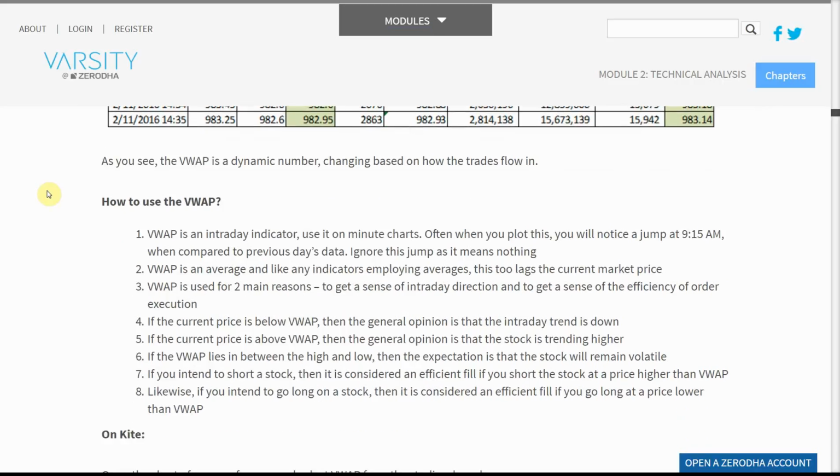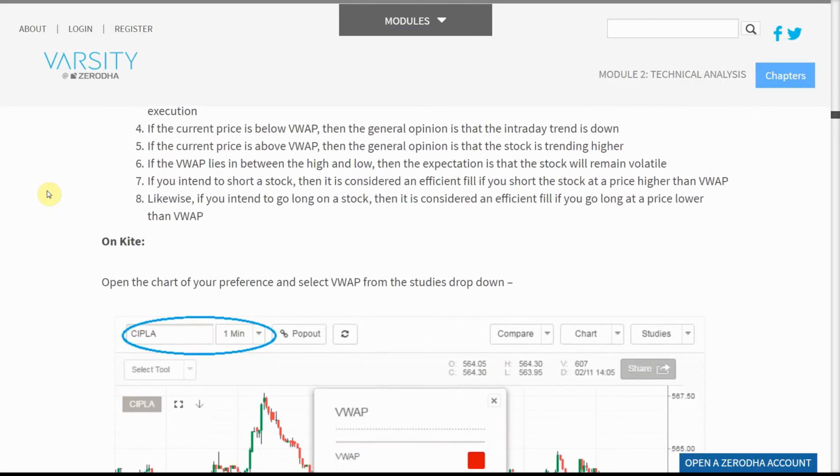If the current price is below VWAP, then the general opinion is that the intraday trend is down. If the current price is above VWAP, then the general opinion is that the stock is trending higher. If the VWAP lies in between the high and low, then the expectation is that the stock will remain volatile. If you intend to short a stock, then it is considered an efficient fill if you short the stock at a price higher than VWAP. Likewise, if you intend to go long on a stock, then it is considered an efficient fill if you go long at a price lower than VWAP.